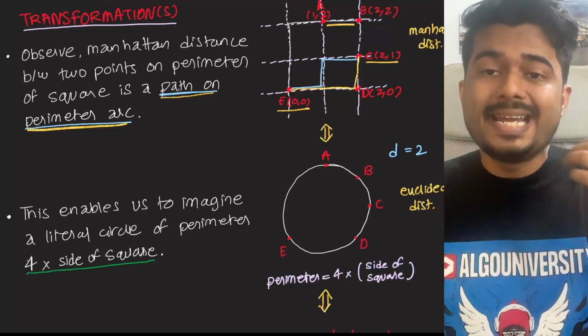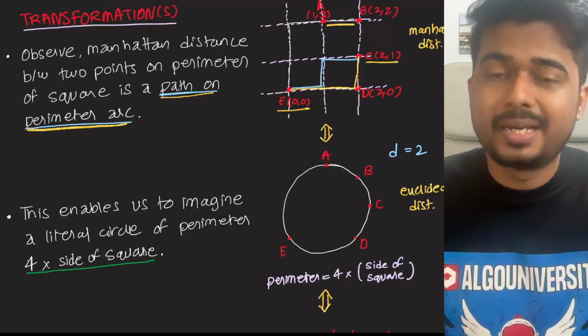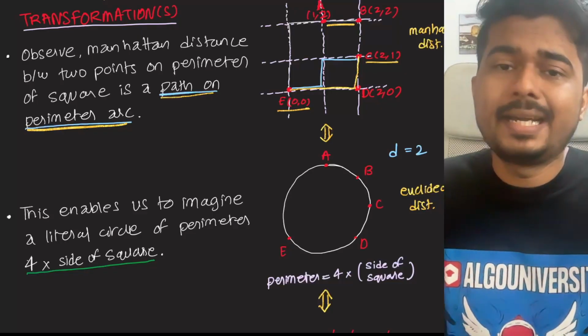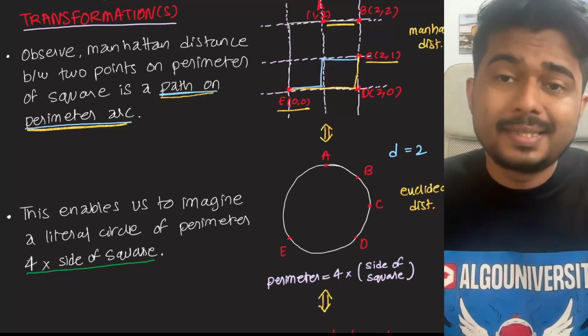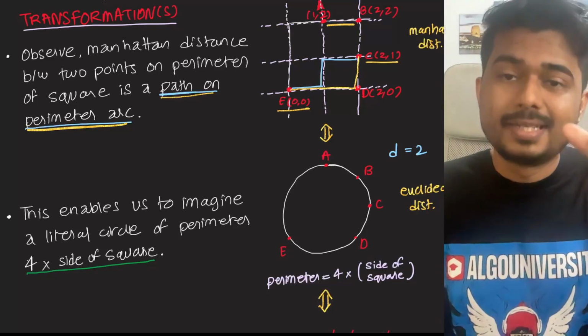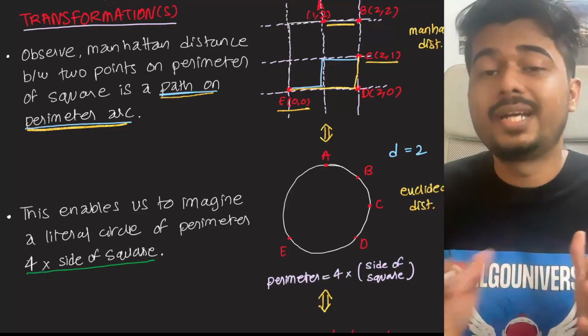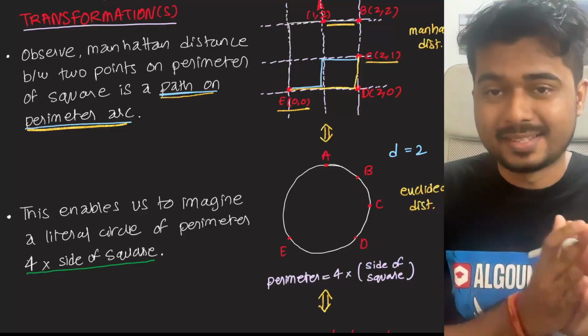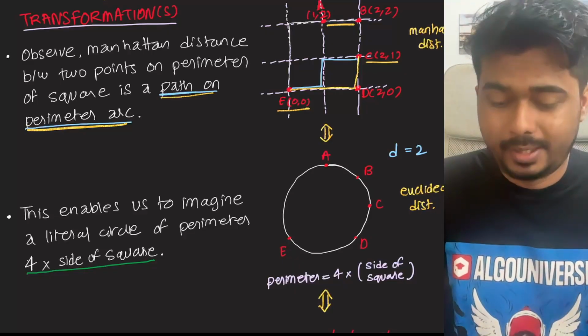Okay. So the idea is, the subproblem that we are able to reduce to is: can we find the maximum number of points that I can select such that the distance between any 2 selected points is greater than or equal to 2? So that is the subproblem. Let us try to solve it with a dry run.